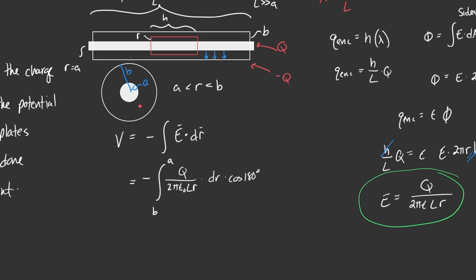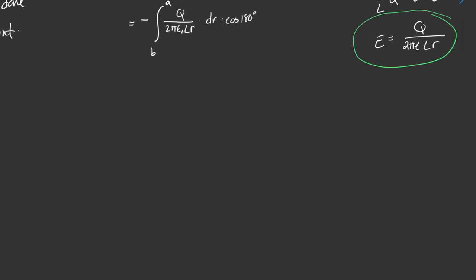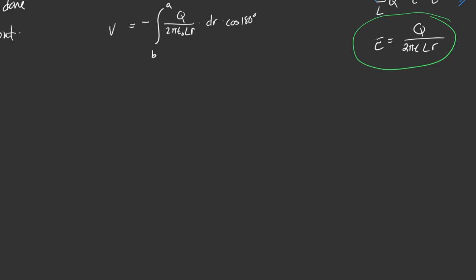Now, let's move that all up there. Cosine 180 is just negative sign. Negative and negative makes positive, so just remove that. Q, 2 pi epsilon and L. Well, I keep putting epsilon naught. It's out of habit, sorry. But 2 pi epsilon L, those are all constants.